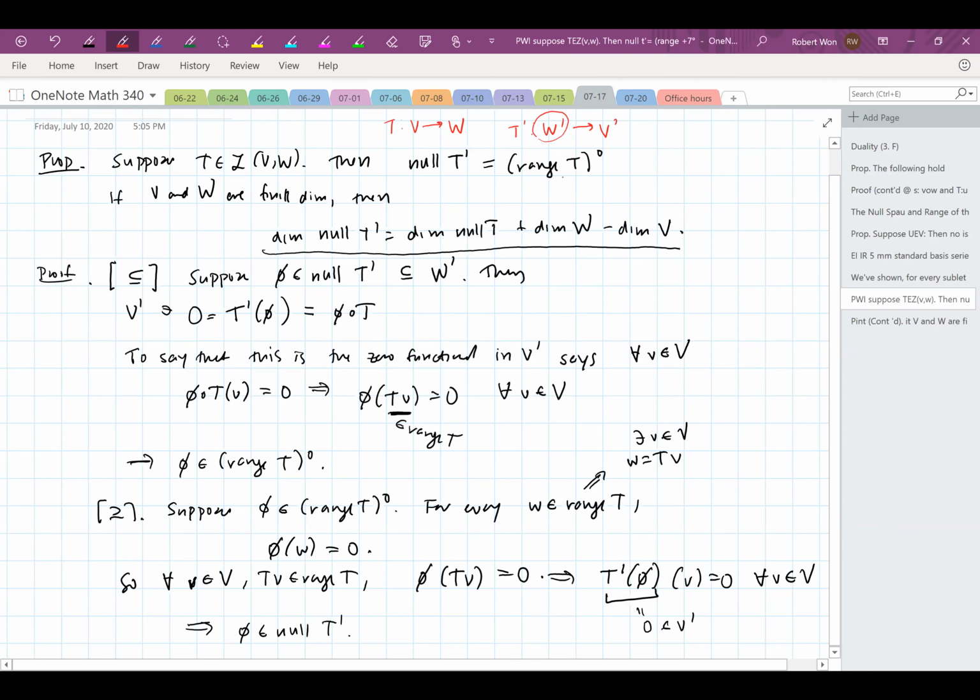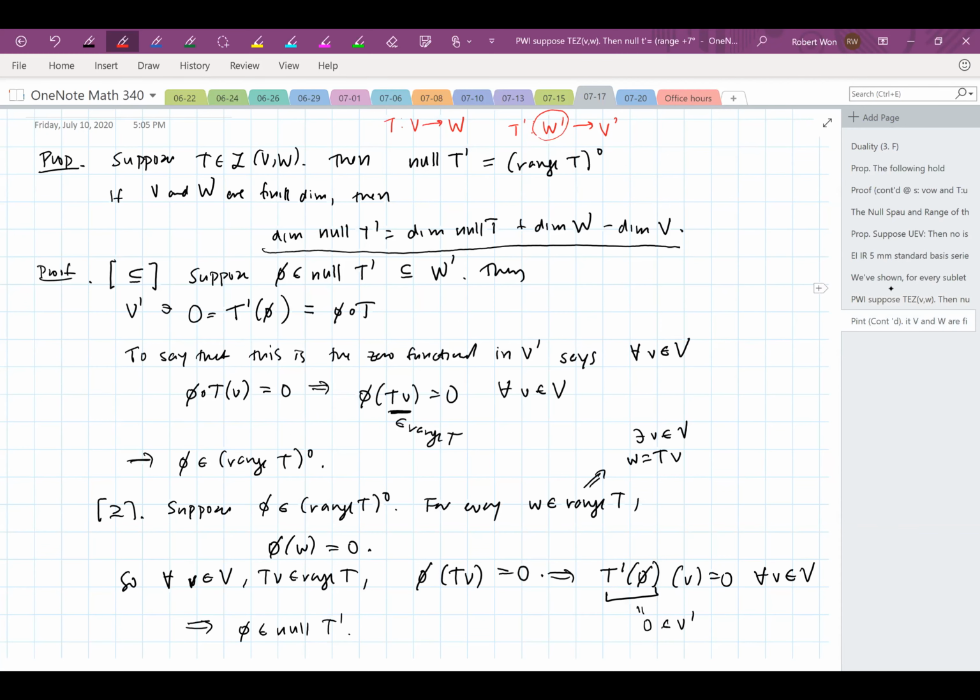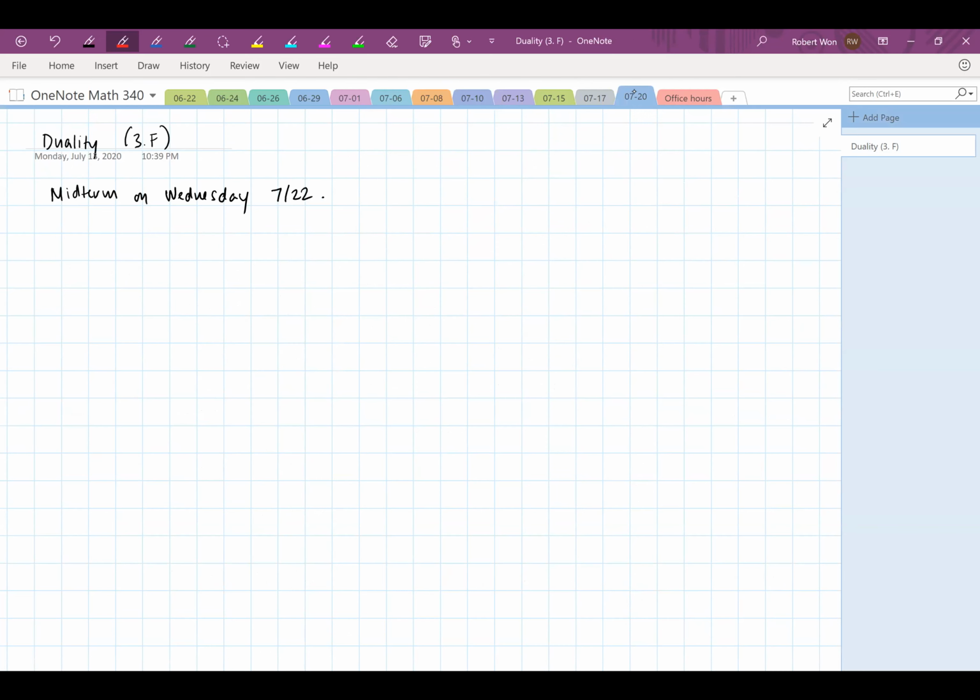Which means that we can't expect to take something about the null space of T, because the null space of T lives in V, which isn't that related to W. But if you take the range of T, that's a subspace of W. You take its annihilator, that's now a subspace of the dual of W, and it turns out that they're actually equal. Okay, so we proved that.